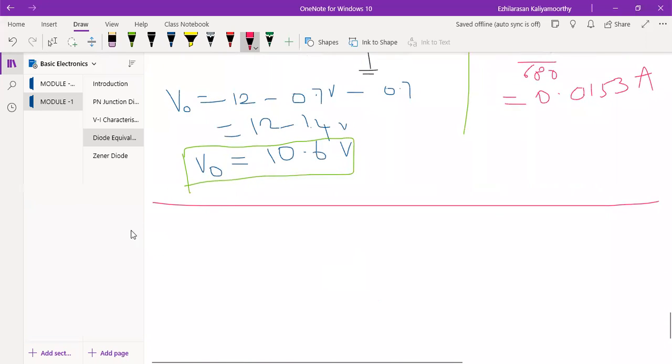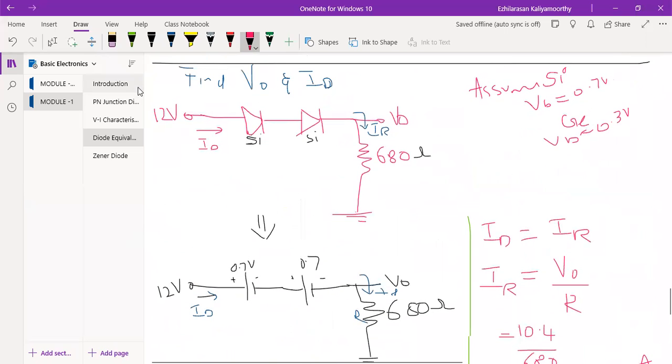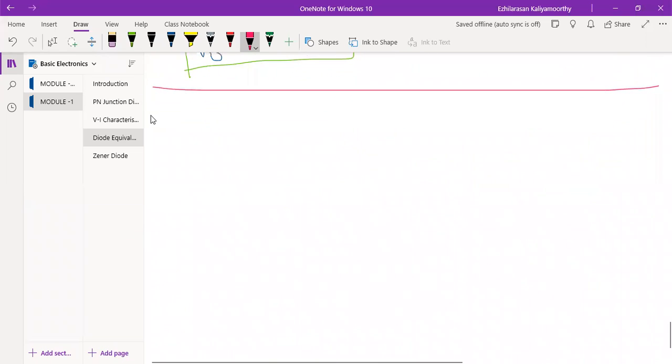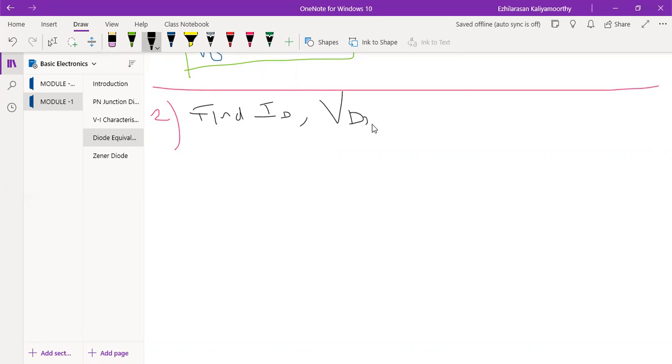Okay. Now we'll have the second question. That is the first question, right? Let me go for the second question. Determine or find the ID, VD2, and V naught.